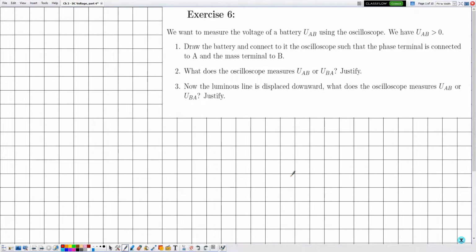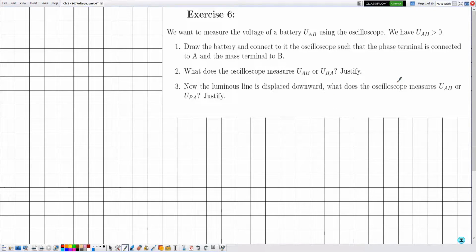So we have reached part 4 of chapter 3, which is the chapter of DC voltage in the second unit of electricity. Now in this part we are going to solve some exercises as a direct application of what we have explained previously and complete the explanation of this chapter. Then we have reached exercise number 6.